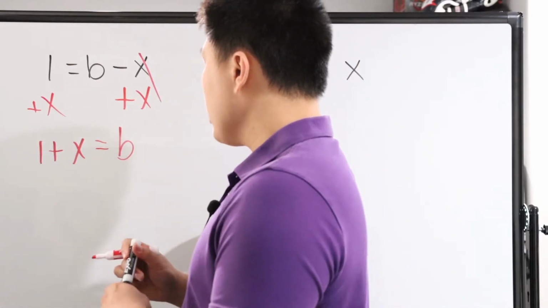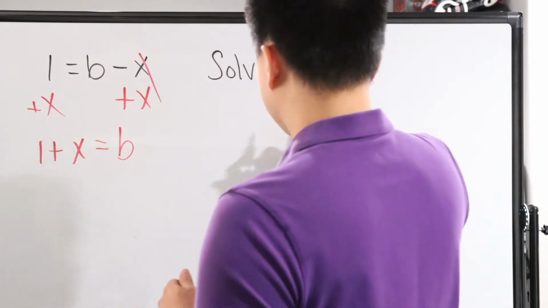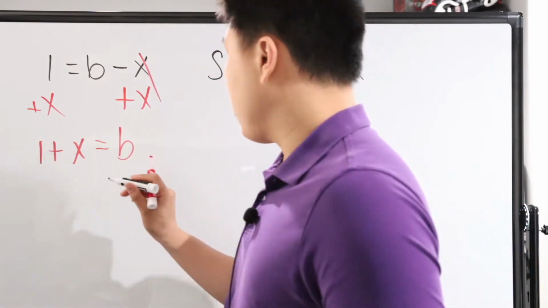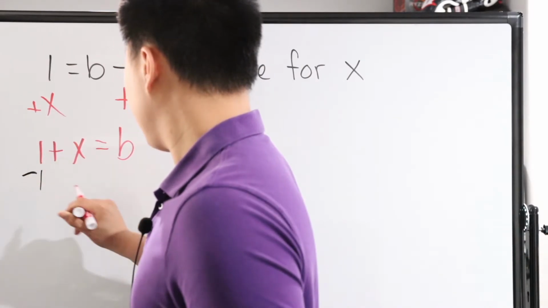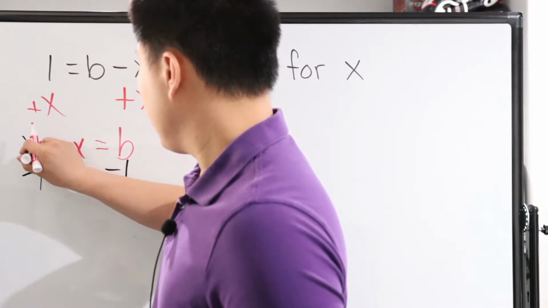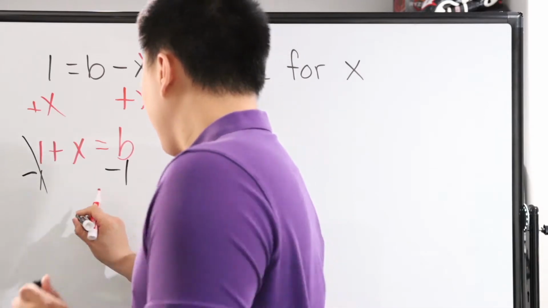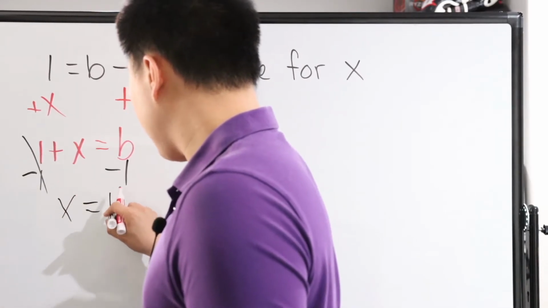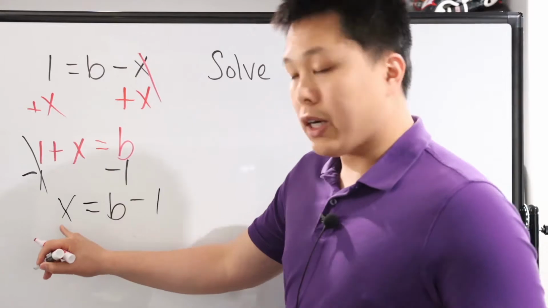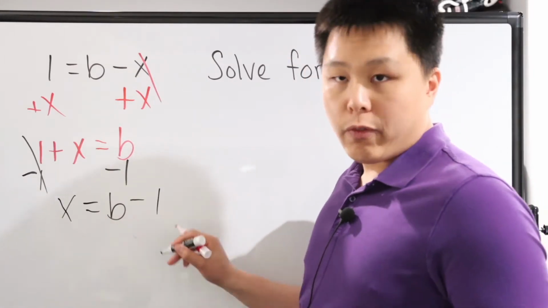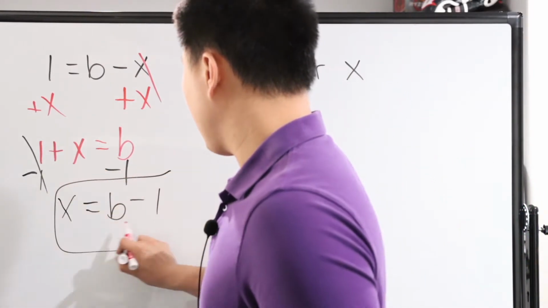Now, what we're going to do next is we're going to get rid of the 1. Remember, we're solving for x, so we want x by itself. We're going to subtract 1 right here, and we're going to subtract 1 right here. This goes away. Now we have x equals b minus 1. So notice you have x on one side equal and everything else on the other. This would be your answer.